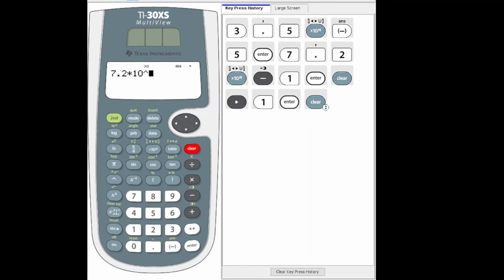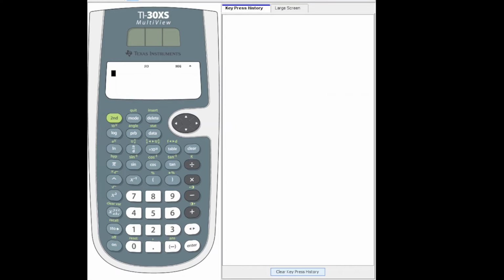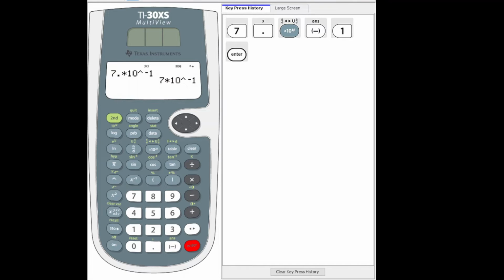So let's try this again. 7.2 times 10 to the power of -1. Well, I forgot to type the 2, but it still worked. That's because in this case, you have unlimited zeros after the decimal. That's true for every number you enter in the calculator.